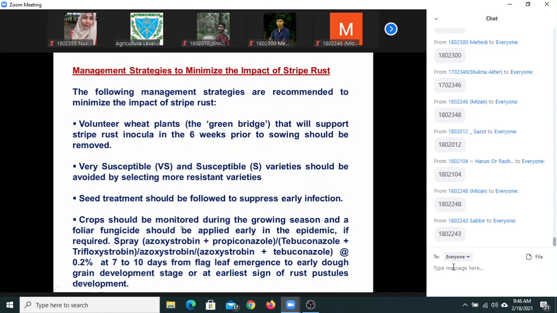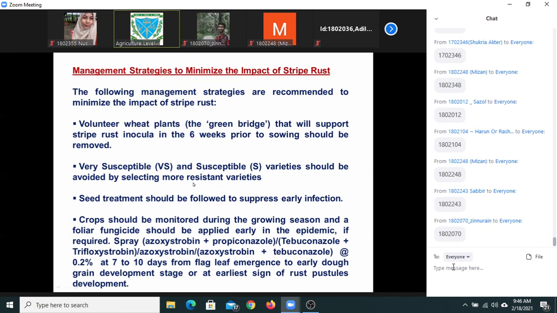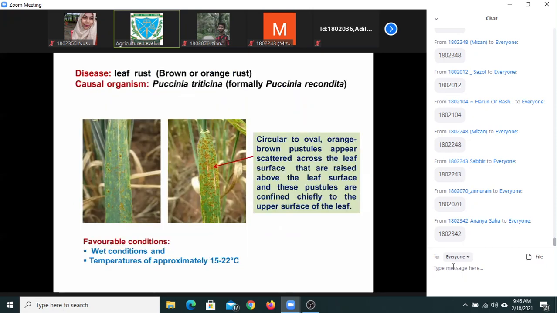Usually, you see, during the growing season, we can spray some fungicides that contain azoxystrobin plus propiconazole, or tebuconazole plus trifloxystrobin, or azoxystrobin plus tebuconazole. The fungicides that contain these chemicals help to reduce the infection if you apply at an early stage, usually at a 7 to 10 days interval. When you need to start, you see, from flag leaf emergence to early dough stage. At the flag leaf stage, you have to spray this type of fungicides. So only the removal of the volunteer plants, cultivation of resistant or tolerant varieties, seed treatment, and foliar spray of this type of fungicides may help to reduce the infection.